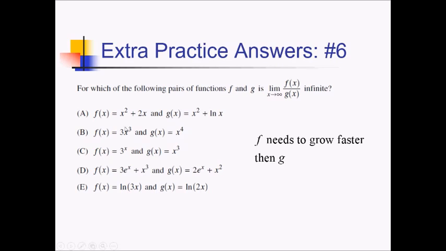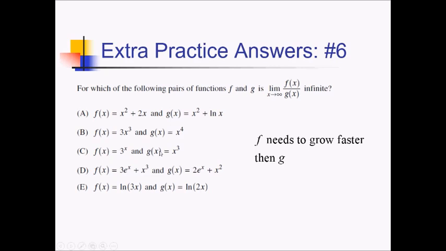Down here, we have 3x cubed versus x to the 4th. Well, we have a bottom-heavy function with this one. X to the 4th grows faster than x cubed. So this would come out to 0, not infinity. For this one, we have 3 to the x over x cubed. Now, exponential functions far outpace polynomial functions. So this is top-heavy. This is the kind of function we're looking for.